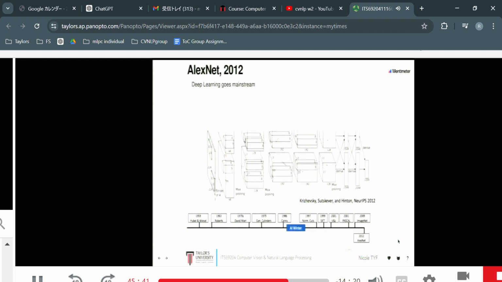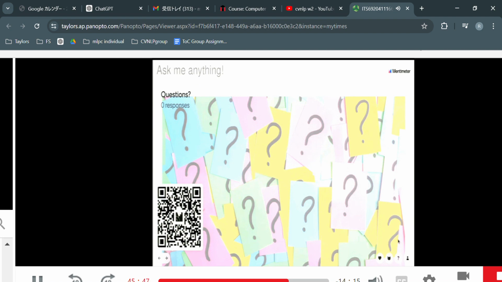Why is it called deep learning? It is called deep learning because people have been training neural networks from a few layers into multiple layers, up to thousands of layers of neural network.